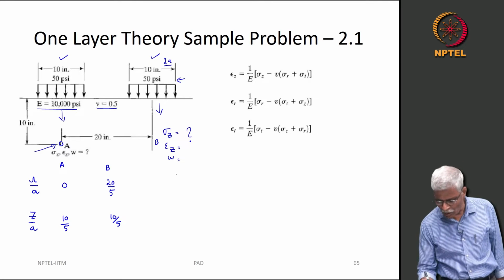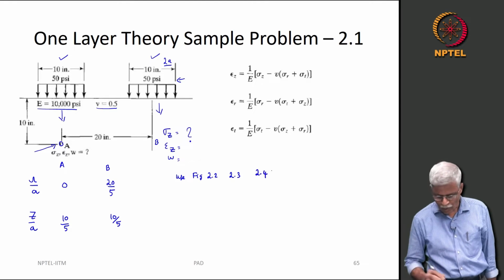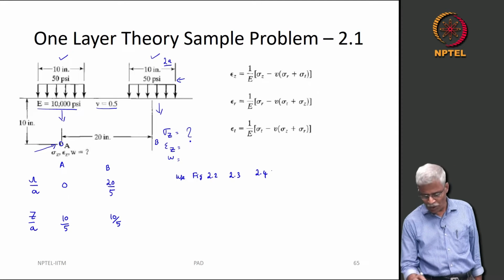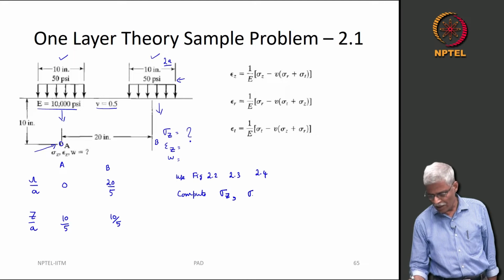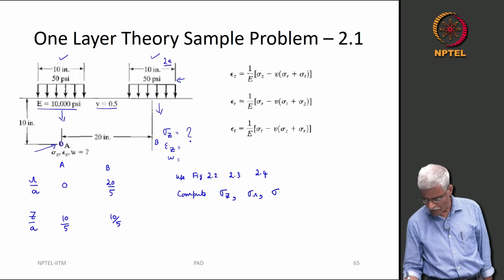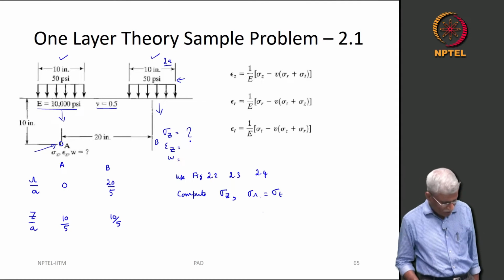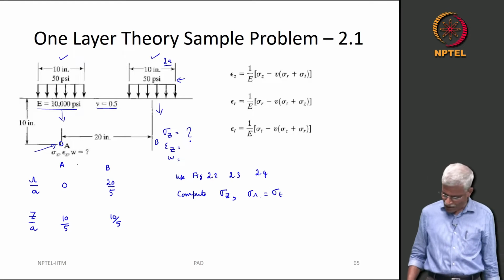Now, what are you going to do? Use figures 2.2, 2.3 and 2.4 and compute sigma z, sigma r and sigma t. Now, sigma r is equal to sigma t, that will become obvious to you. And you need to compute it for both A and B.